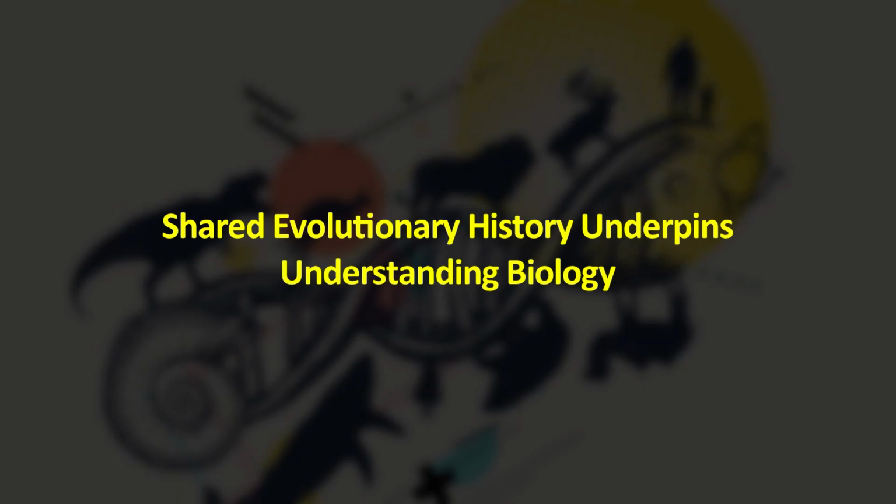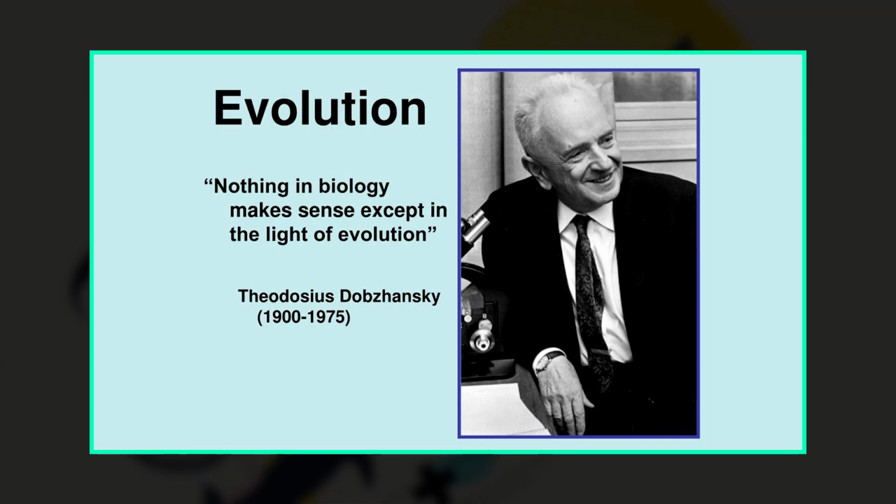Dear students, let's now understand that a shared evolutionary history underpins our understanding of biology. The great 20th century evolutionary biologist Theodosius Dobzhansky wrote that nothing in biology makes sense except in the light of evolution. So all the sizes, shapes, chemistries, and genes of organisms alive today derive from ancestors that can be traced back over billions of years. All of these features have been shaped by the environmental challenge faced by these organisms and their ancestors.